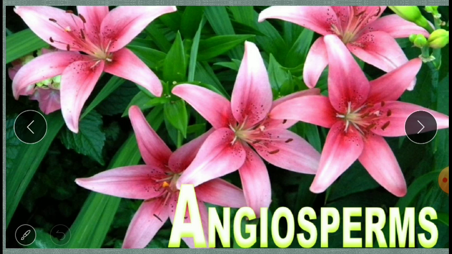So angiosperms are the most evolved plants in the plant kingdom, with proper development of root, stem, leaves, and seeds within the fruit, which are produced from flowers. So let us study more about this group of plants, that is angiosperms.